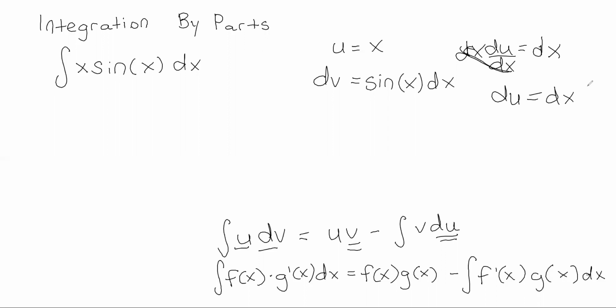So we have our u, we have our dv, and now we need v. V is just going to be the antiderivative of dv. So we want to find the function that when we take the derivative of it, we get sine of x as our answer. Well, you might be thinking it's cosine, but that's not totally right, because if we take the derivative of cosine, we get negative sine. We're not trying to get negative sine, we're trying to get just sine.